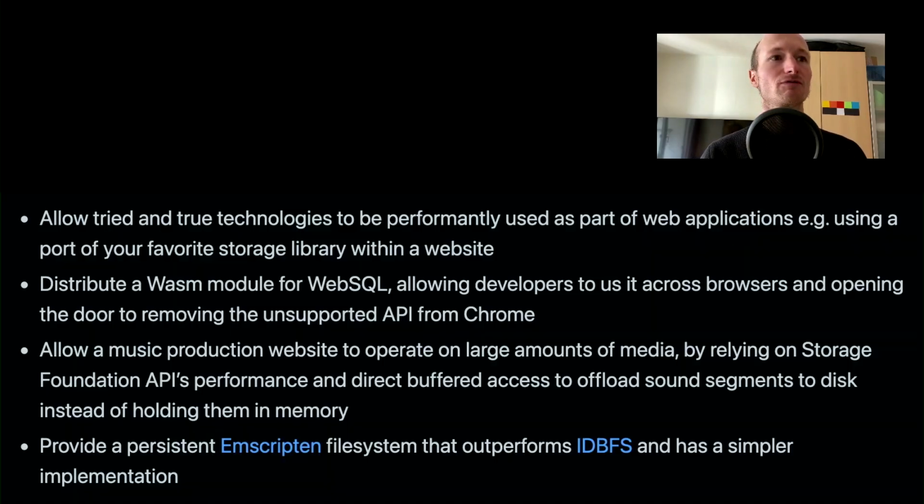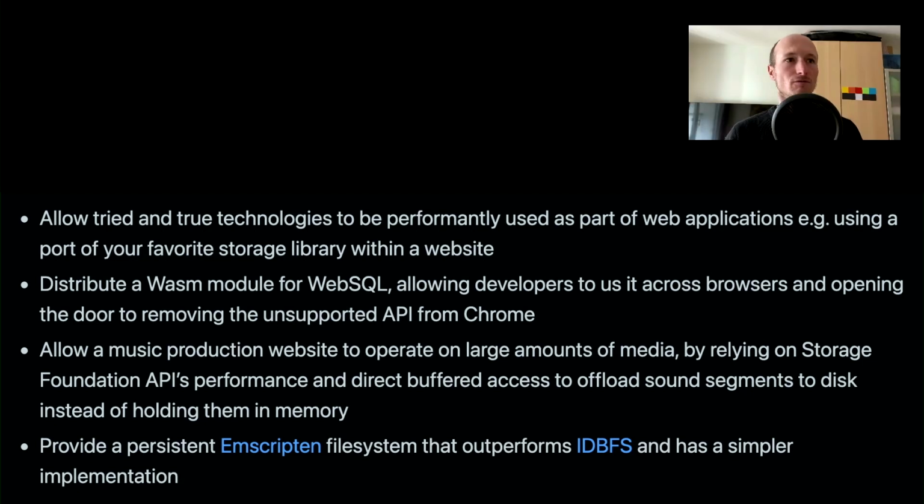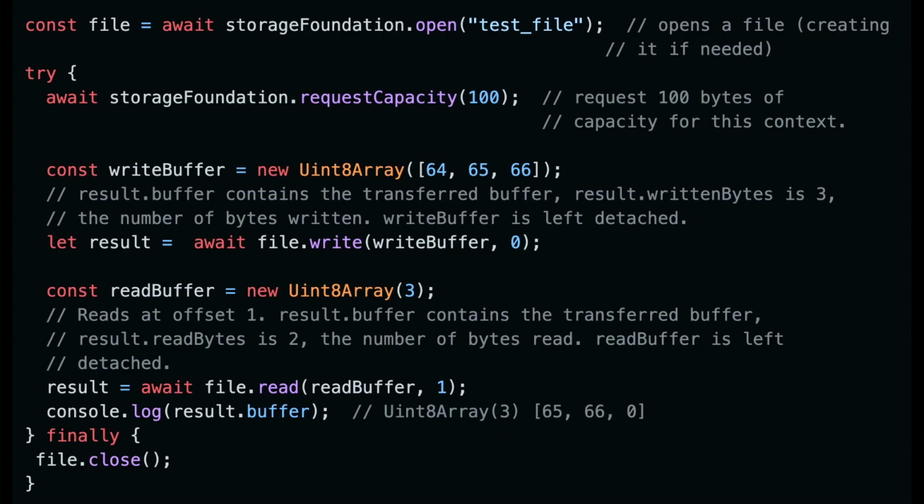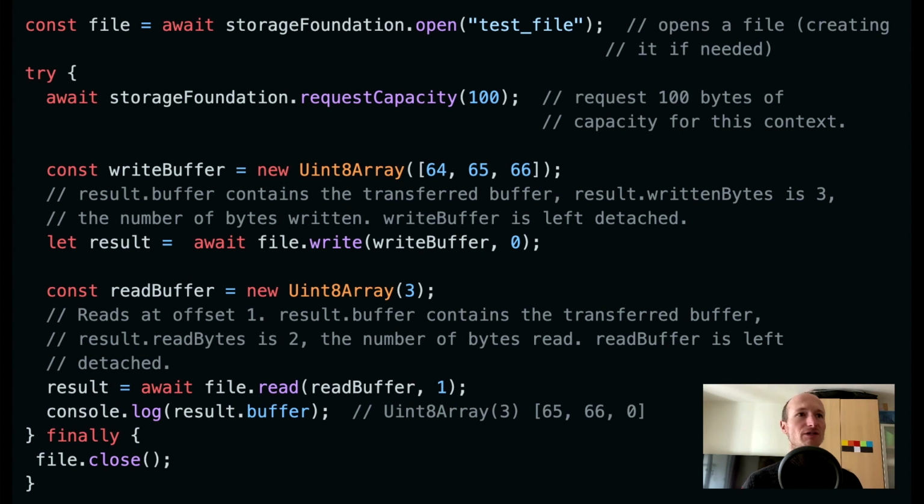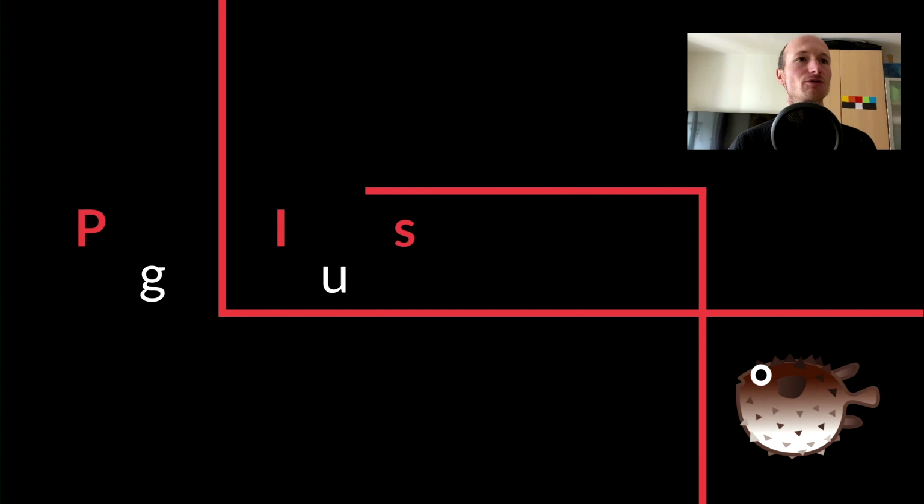Lastly, I want to talk about the Storage Foundation API that allows me to deal with highly performant primitives. One of the use cases for this API could be to distribute a WASM module for WebSQL. You can request a file from the Storage Foundation and then get the requested capacity and then write and read from the file using buffers. These were the file-related APIs in Project Fugu.